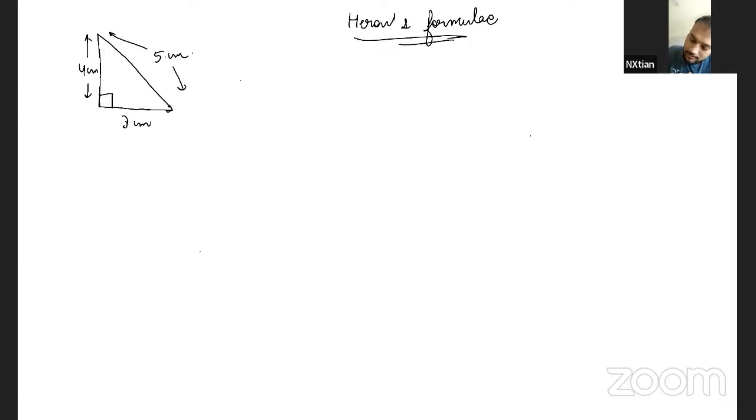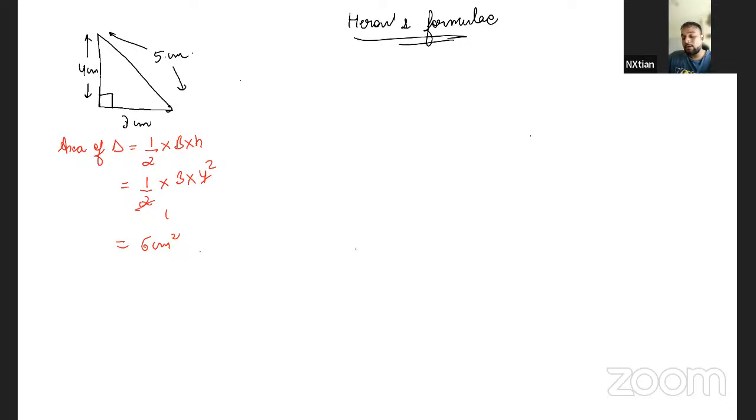Now, if you want to find the area of the triangle, what is the formula for that? Yeah, half into base into height. Now, in this, what is height? 4 centimeters, sir. And what is base? 3 centimeters. So half into 3 into 4 becomes 6 centimeter square. Why do we take this? Because we know that this is height. The side which makes 90 degrees with the base is basically called height.